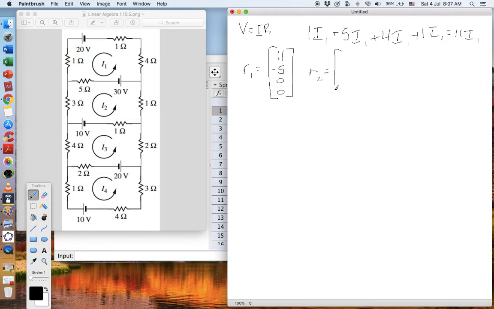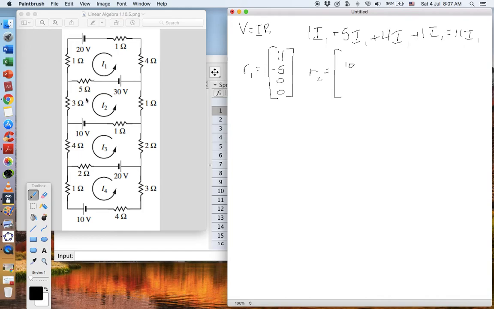Now R2, again, we're just going to add up all of the resistances across the different resistors. In loop number 2, we're going to subtract from that the resistances, or the ohm values, across the resistors shared with I1 and I3 when they are going in opposite directions. So let's look at loop number 2 first. 3 plus 1 is 4, plus 1 is 5, plus 5 is 10. And so for this part, we can write 10.